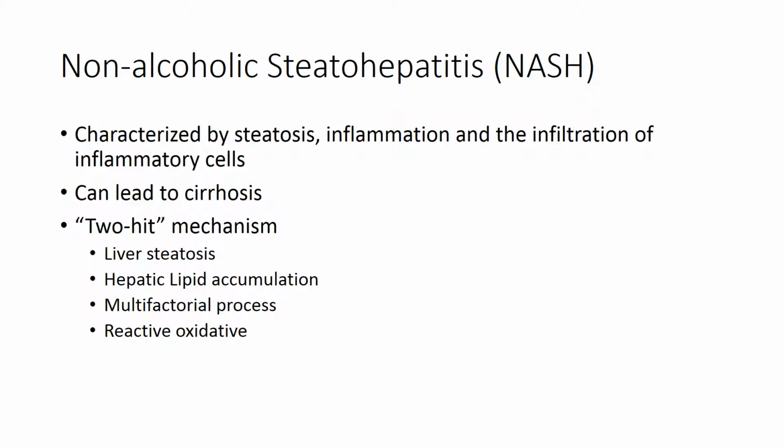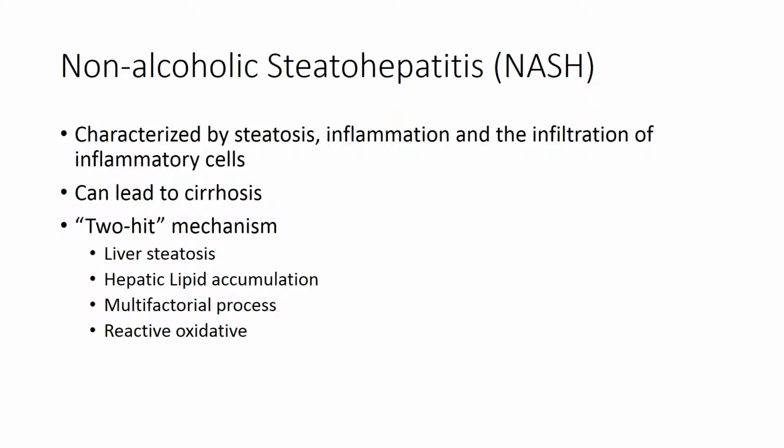Going back to what NAFLD was, I mentioned how it could range from simple steatosis to NASH, and then to cirrhosis. It is characterized by steatosis and inflammation, which is an accumulation of triglycerides. It works in a two-hit mechanism. The first hit in the mechanism is associated with obesity and a metabolic disorder due to the liver steatosis.